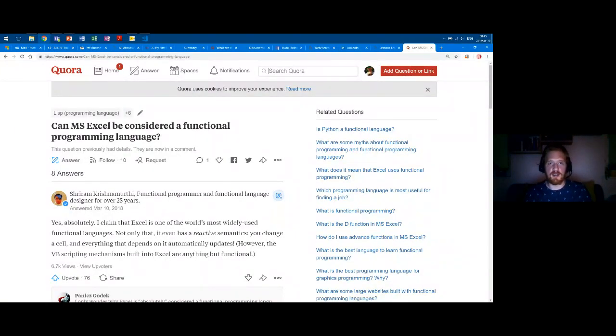There's even a very funny article that I've read, or a very funny concept. Somebody is considering Microsoft Excel as a functional programming language. So there was a question: can Microsoft Excel be considered a functional programming language? And the answer: yes, absolutely. I claim that Excel is one of the world's most widely used functional languages. Not only that, it even has reactive semantics. The moment you change a cell, all of the other cells automatically update. This is because each cell is fundamentally independent from another cell. If we create a formula in a cell that depends on another cell somewhere, the formulas are pure. They don't modify some value of X by reference somewhere in memory. They operate purely by value.